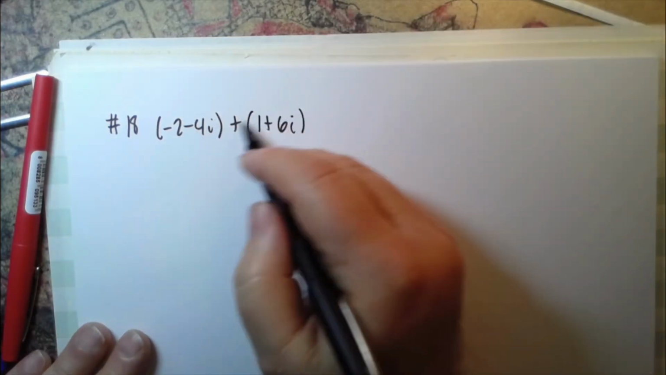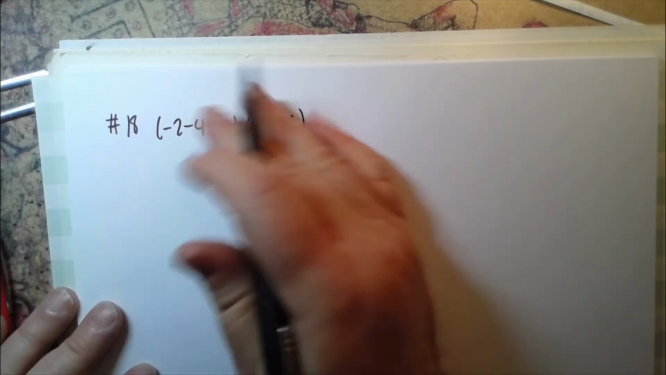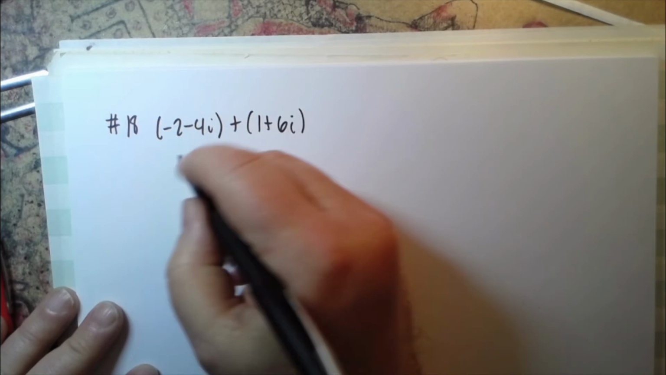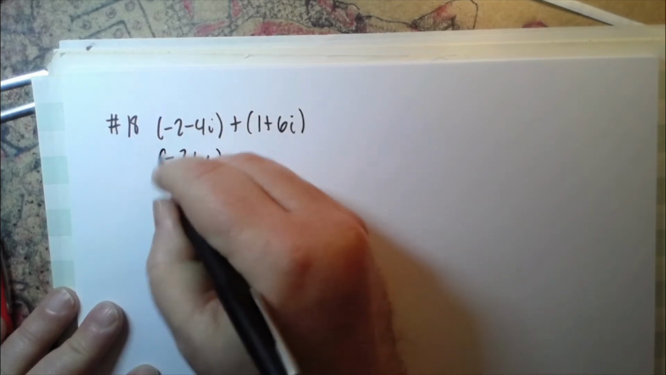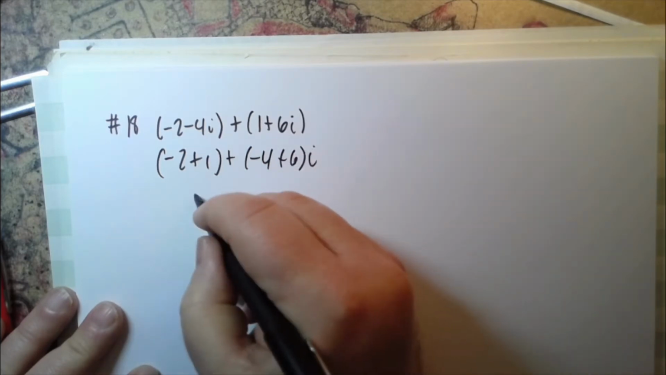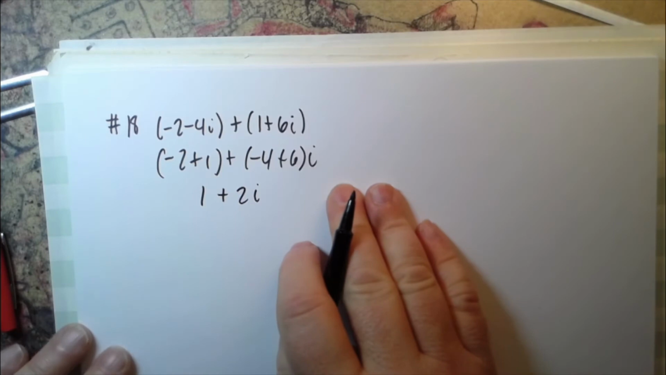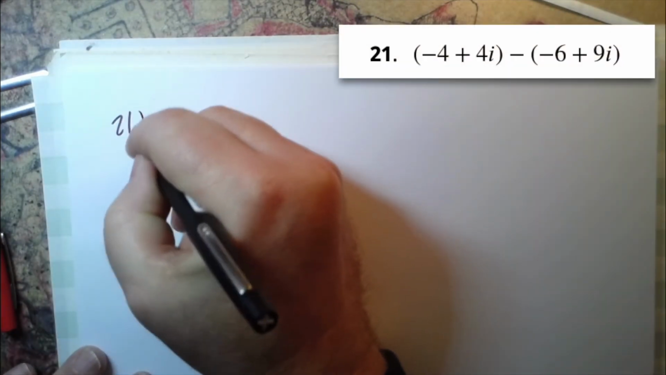So again, the parentheses aren't really that important here because this is positive, but really it's just combine the real part and the imaginary part, so you get 1 plus 2i. That one's not so hard. All right, number 21.